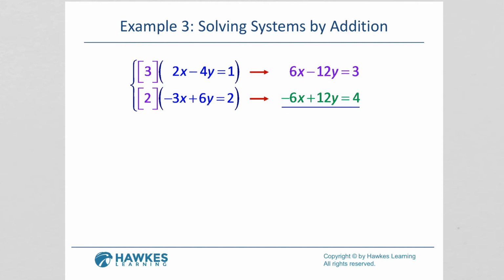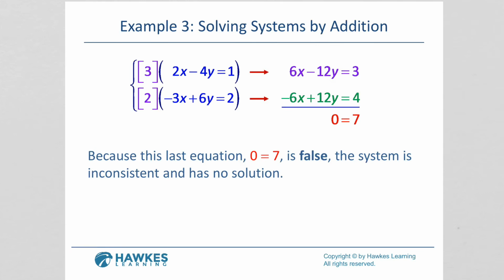And again, when I'm looking at these, I'm adding together, and I'm thinking, this time they both added to 0 on the left again, but this time I have 0 equals 7. That's not a true statement. Because the last equation, 0 equals 7, is false, the system is inconsistent and has no solution.